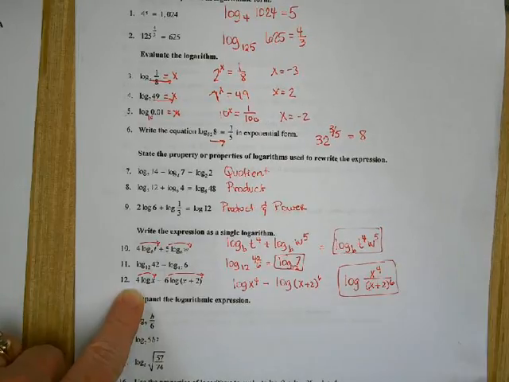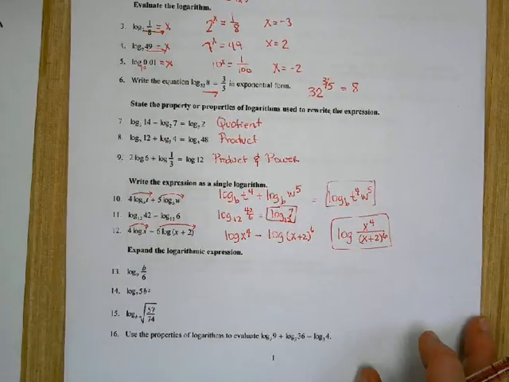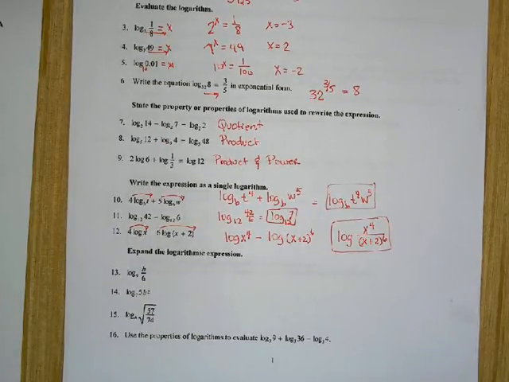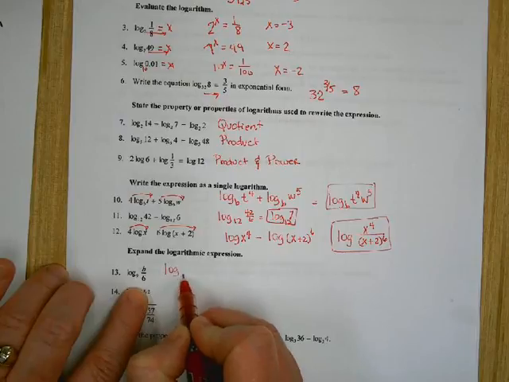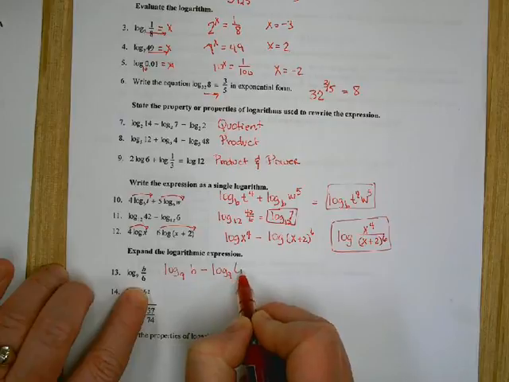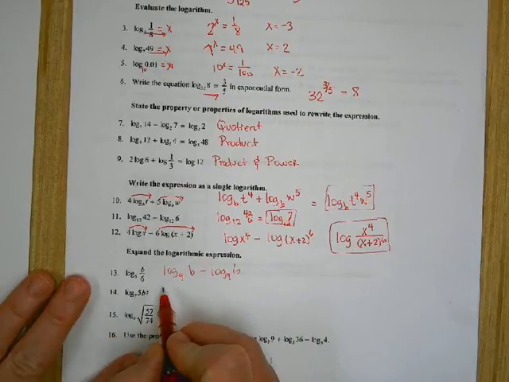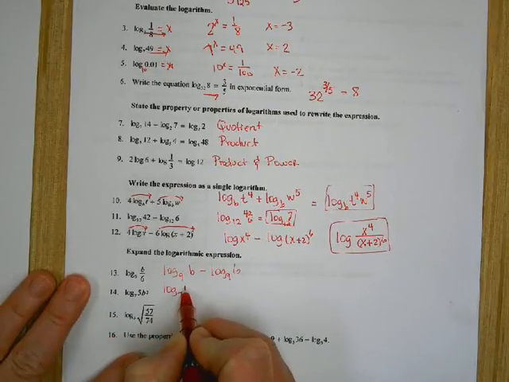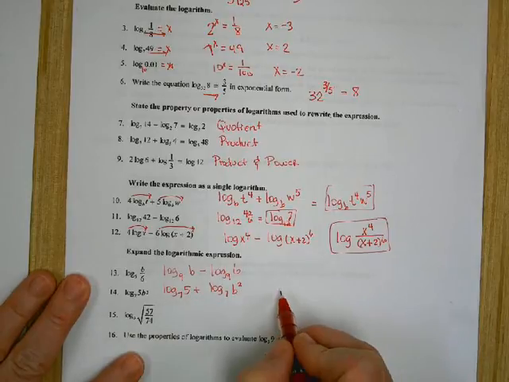Thirteen says expand the logarithm, so they want you to do the opposite of what we just did, and that division would translate into log base 9 of b minus log base 9 of 6. Number 14, I want you to separate the 5 and the b squared first. So it's log base 7 of 5 plus log base 7 of b squared.